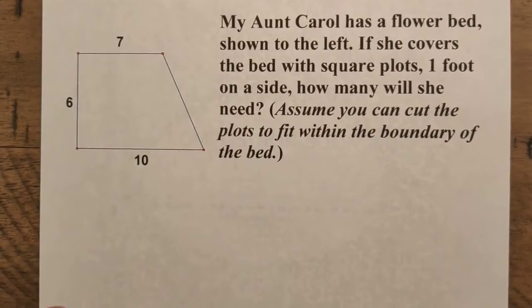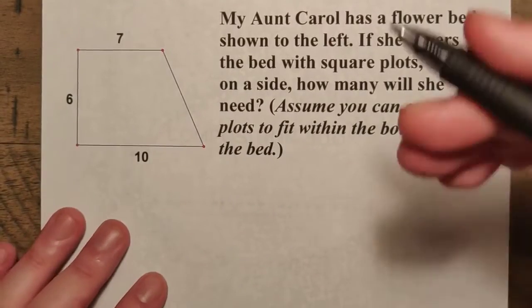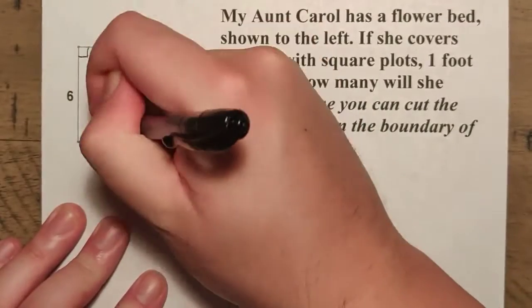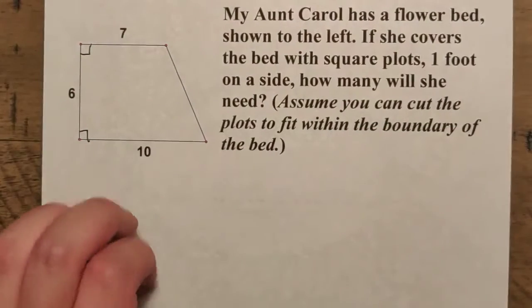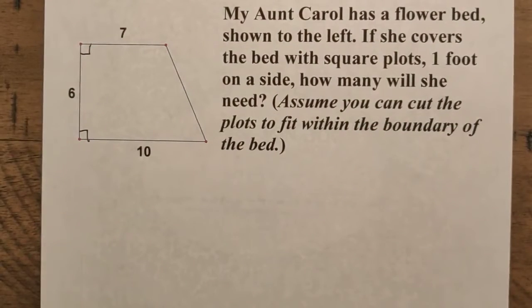We have something that looks like this here. So my Aunt Carol has a flower bed shown to the left. She's going to cover the bed with square plots. Now I forgot to mention that these were right angles here, so I'm going to go ahead and do that. And we want to cover the bed with square plots, 1 foot on the side. How many will she need?